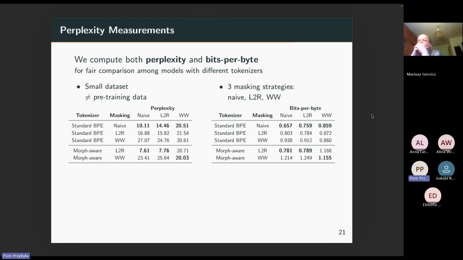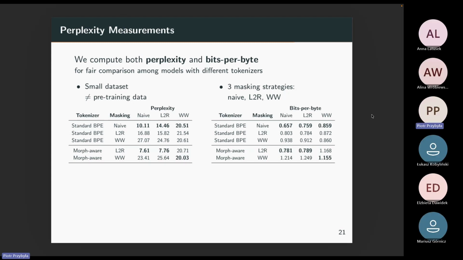we have a small data set, and then we have these masking strategies. And then what we do is we train our standard BPE with 3 different masking strategies and our morphology-aware tokenizer with 2 different masking strategies. We skip the naive one because it's quite obvious it's not going to work well. And then when you compute the perplexity, you also have to do masking. So again, here also you can use different strategies, right? So we have all these combinations, and then we just compute the perplexity, right? So we do that using perplexity and then also bits per byte.